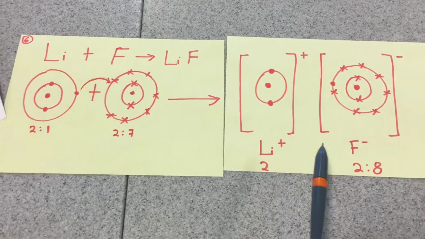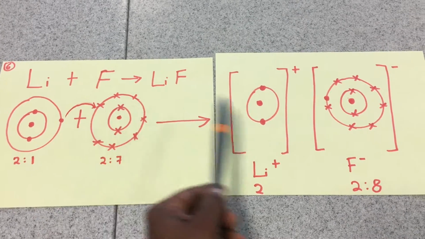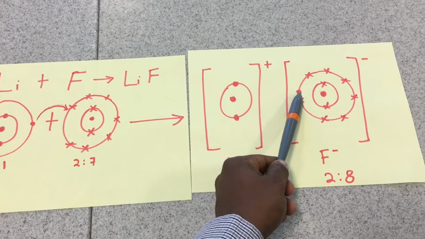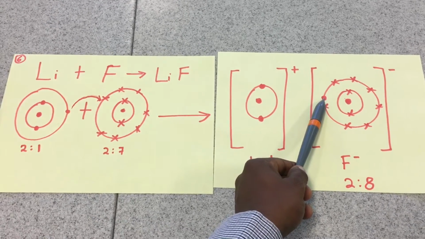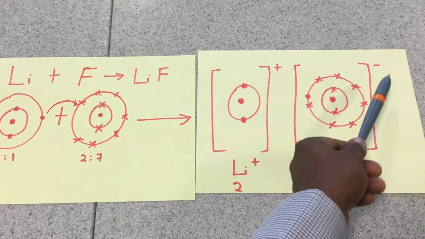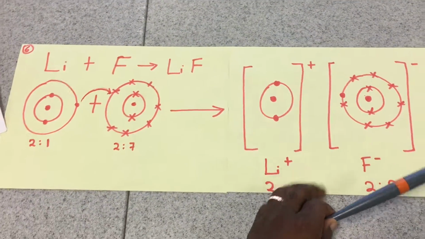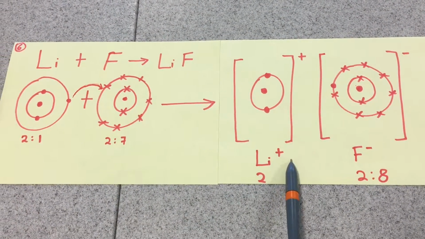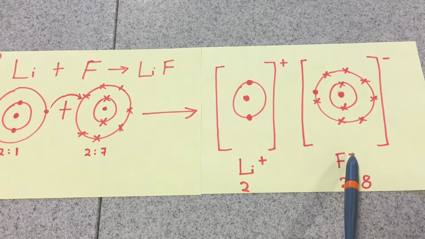It becomes Li+. Fluorine has gained 1 electron from lithium, and that's 1 electron that has been gained, which is shown there. Electrons are negatively charged, so once that electron is gained, fluorine will become negatively charged. So we end up with Li+, which is the lithium ion, and the fluoride ion.